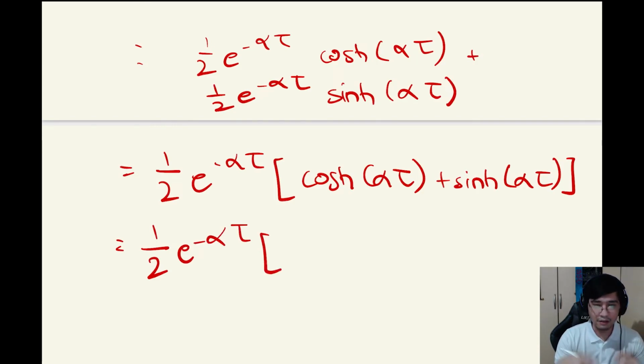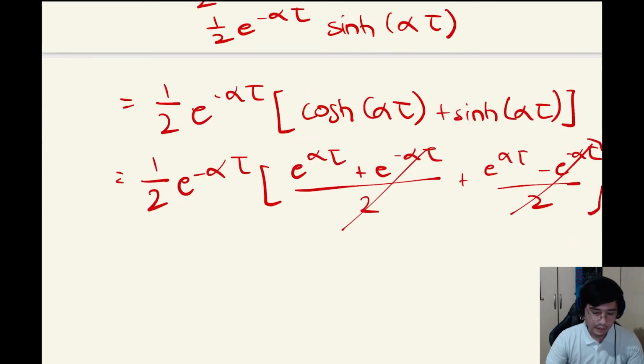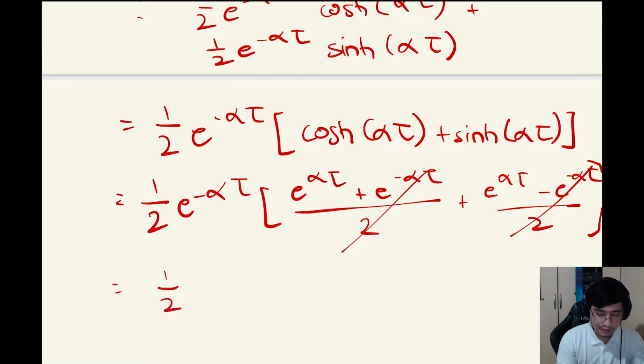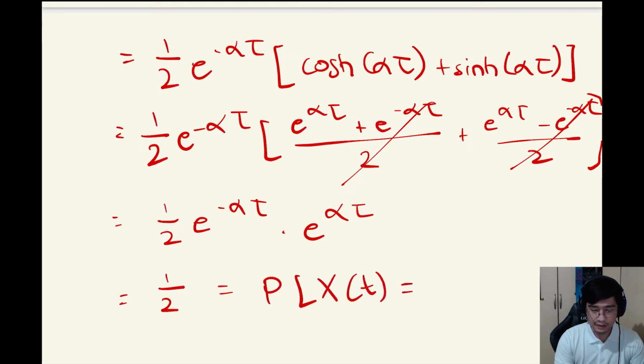So just recall your math, we have e to the alpha tau plus e raised to negative alpha tau over 2 plus e to the alpha tau minus e raised to negative alpha tau over 2. So we will have a cancellation here. We will obtain 1/2 e to the negative alpha tau times e raised to alpha tau, and this is equal to 1/2. Once again, this is the probability that x of t is equal to positive 1.